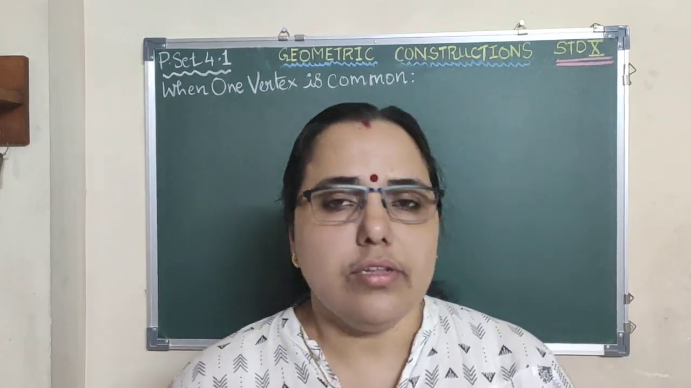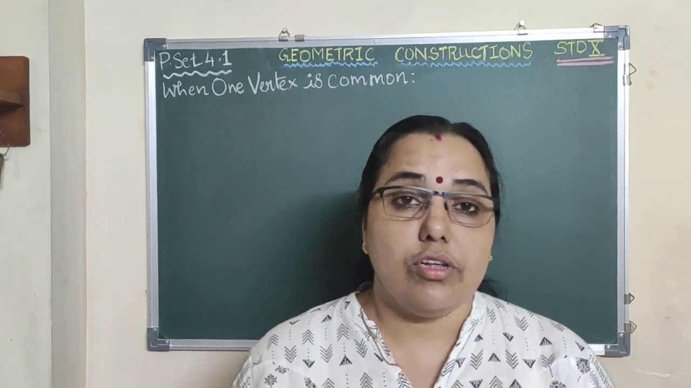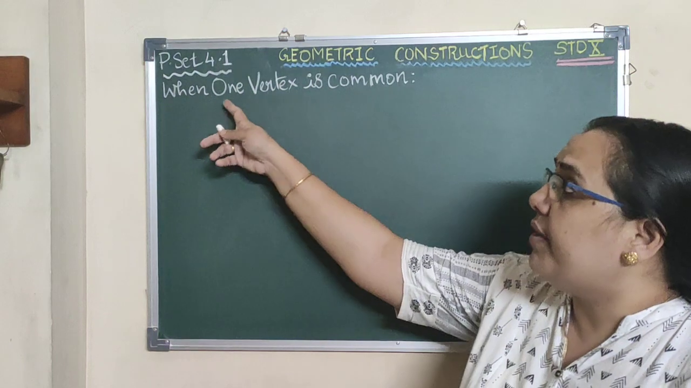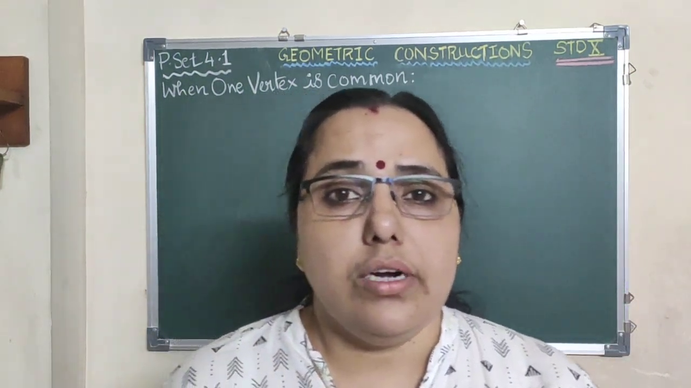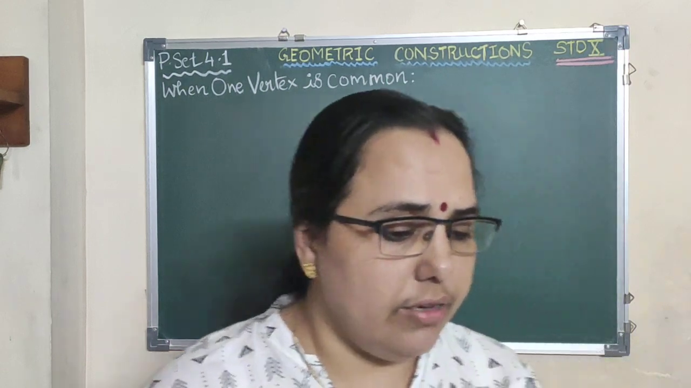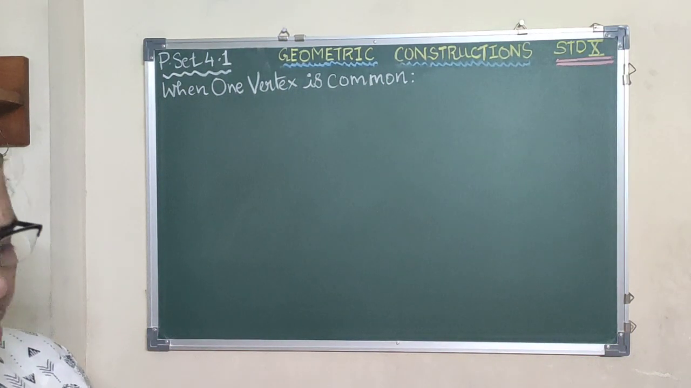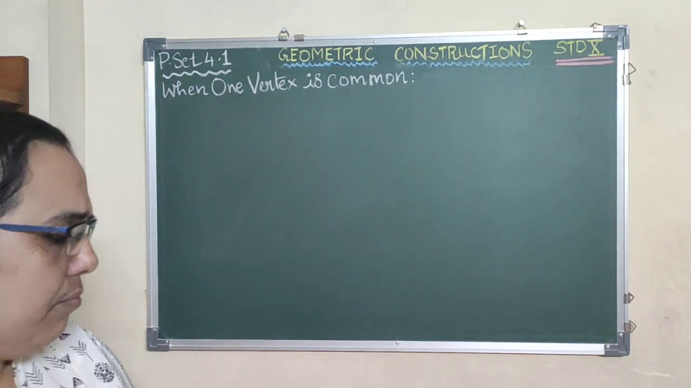We go further with the construction of similar triangles, and now we go for the type 2, where one vertex is common. With respect to one vertex common, we have two sums from exercise 4.1 and one more sum in the problem set. So let us start with the second sum.